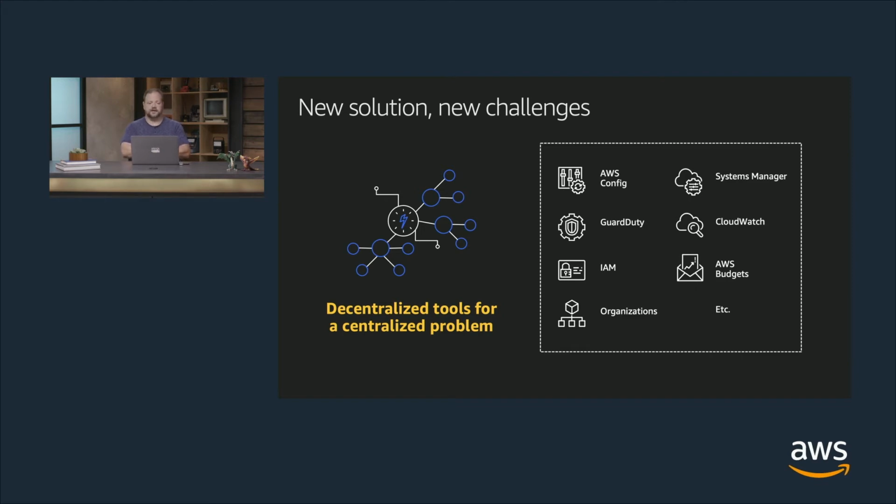So things like Config, GuardDuty, Identity and Access Management, Systems Manager, CloudWatch, and the budgeting tools really are meant to run in their own account, in their own space, and then possibly push data back to a central location. Organizations doesn't quite fit that model, because the whole purpose of Organizations is to create and manage multiple accounts from a hierarchy.